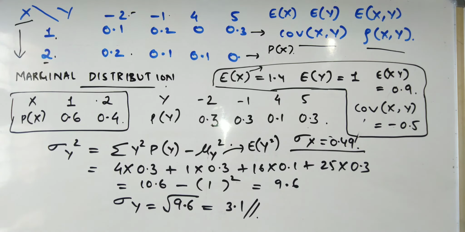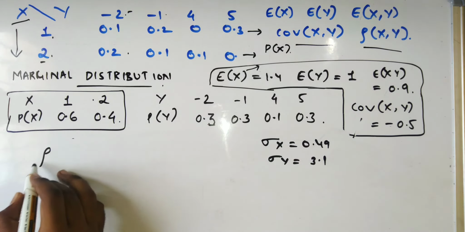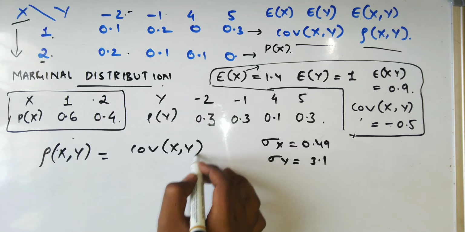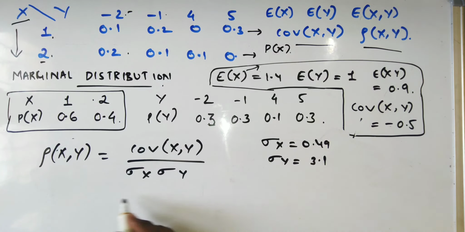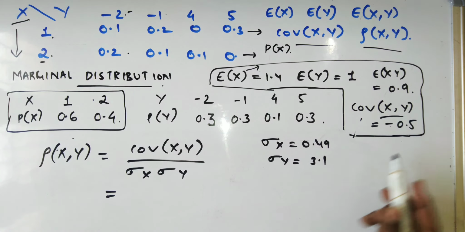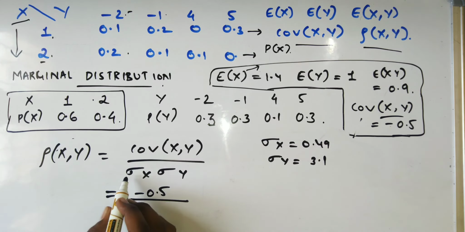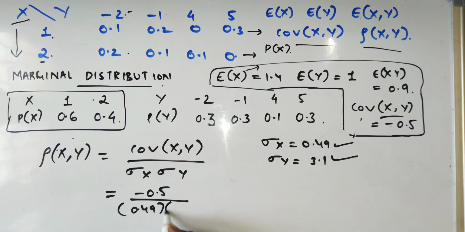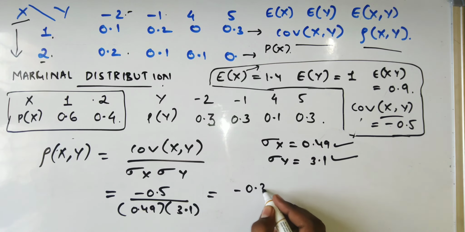Now we move further to the calculation of correlation. The formula I have already written: it's nothing but covariance of x and y divided by sigma x into sigma y. Now we have the covariance, that is minus 0.5, divided by sigma x, which is 0.49, into sigma y, which is 3.1. So what will be the value of this? I'll get it as minus 0.3. So this will be my value. We have calculated all the required answers for the respective questions.